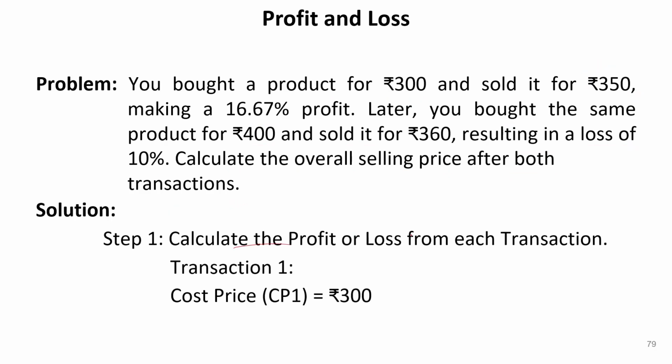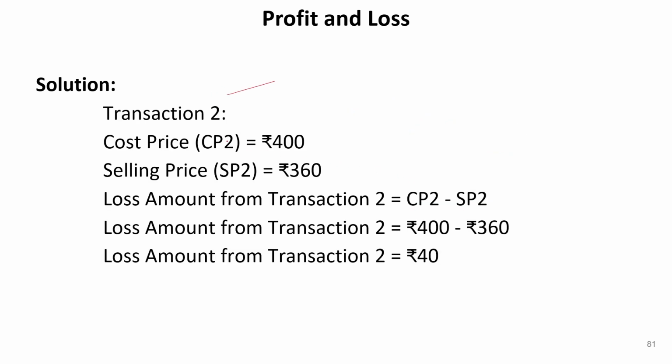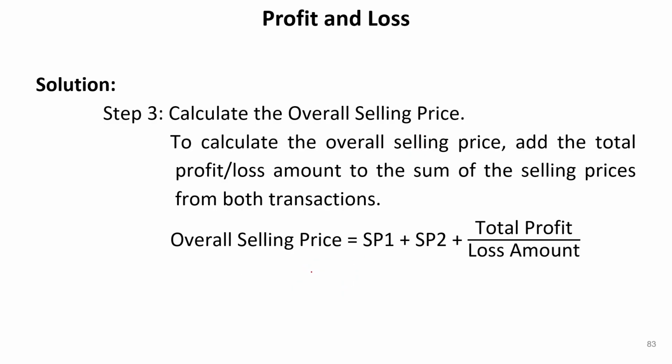So calculating the profit and loss from each transaction. CP1 is 300, SP1 is 350, and profit from transaction 1 will be what? SP1 minus CP1, that is equal to 50 rupees. For transaction 2, CP2 is equal to 400, SP2, that is the selling price the second time, is equal to 360. So the loss amount from transaction 2 will be 40 rupees, that is 400 minus 360. So the total profit or loss amount is equal to 50 minus 40 is equal to 10, right?